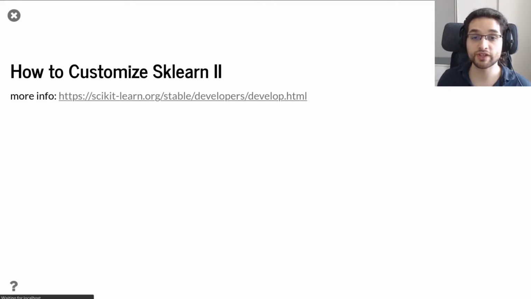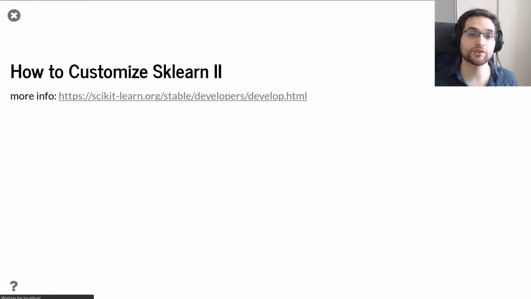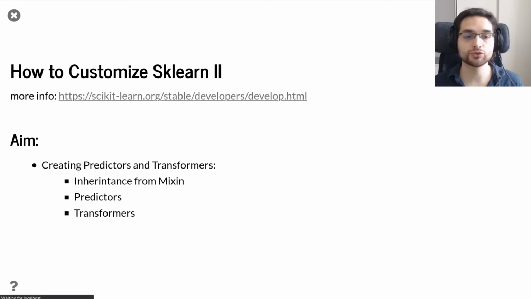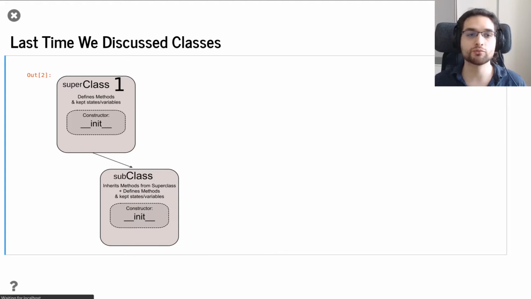Hello and welcome to the second video of my series how to customize scikit-learn. Today we are going to talk about creating predictors or models and transformers. Basically we are talking about how we can use inheritance from mixins, so multiple inheritance, in scikit-learn to create even more competent classes. First, let's have a small recap.